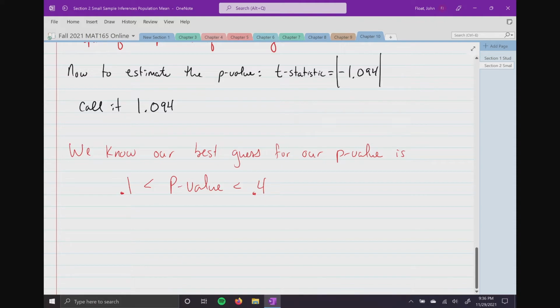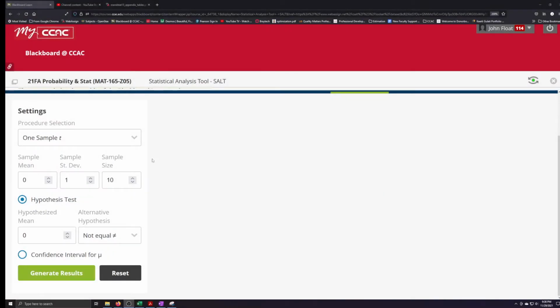And that's okay. But let's go ahead and use SALT to actually say, okay, yes, we're dead positive that it's in between these two things. So here we go. If I go back into SALT and type in all of our important information, our sample mean is 4.6. The sample deviation is 1.9. The sample size was 27.